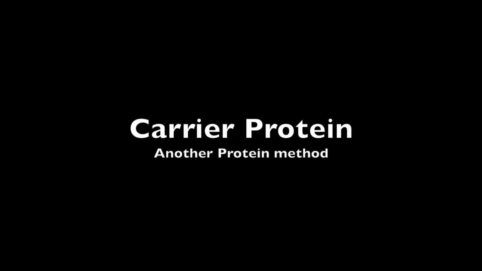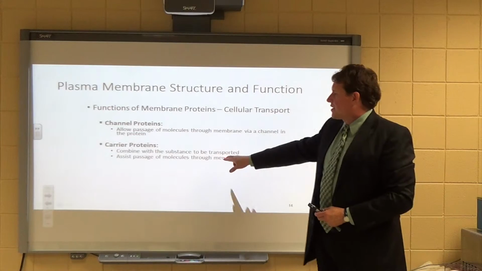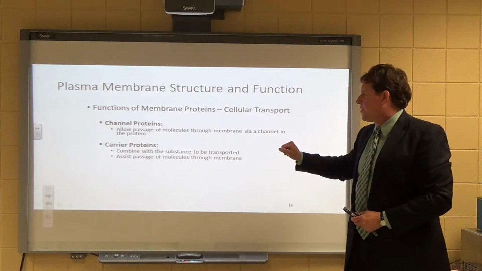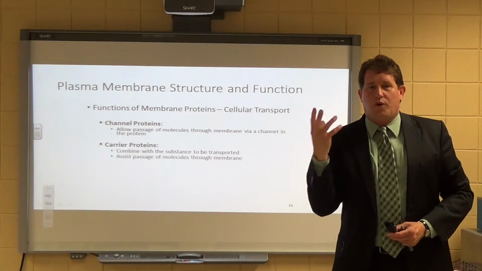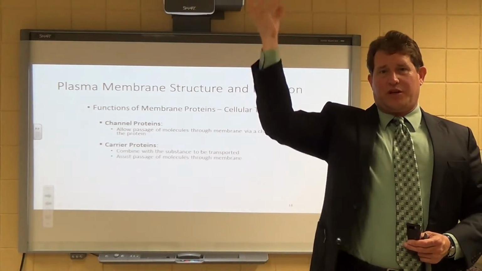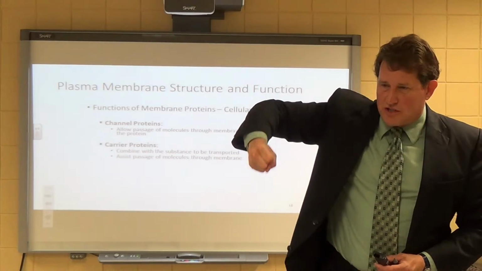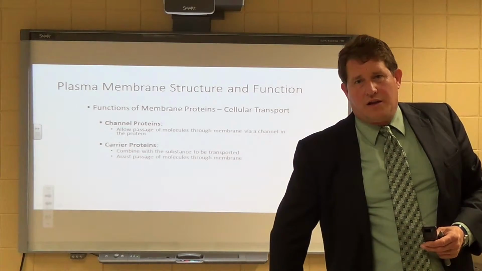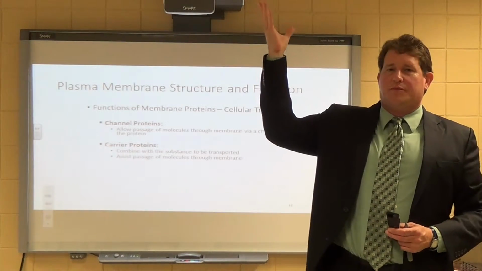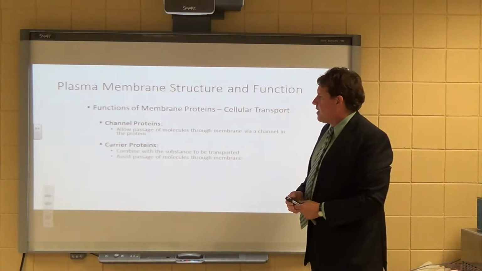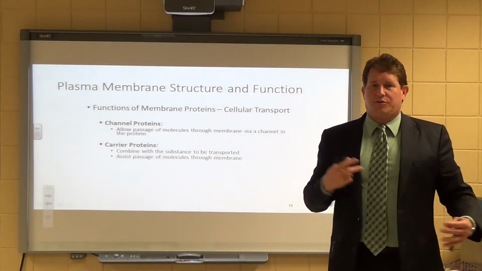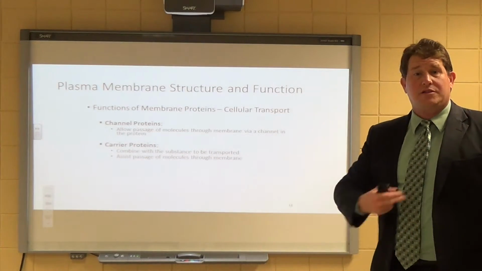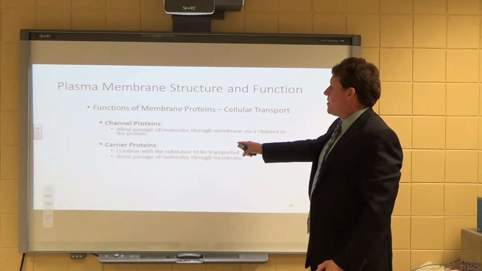So we've seen how channels work. Let's look at another protein method that uses a carrier protein to bring things inside the cell. Carrier proteins combine with the substance to be transported, and assist passage of molecules through the membrane. So what a carrier protein does is, it's on one side of the membrane, it'll just grab it, change its conformation, changes its shape, and when it changes its shape, it pulls it into the cell, lets go of it inside the cell, then changes back to the shape it was in, to grab another one and pull it in. So these are how proteins work as enzymes. They generally change their shape over and over again to do their job, and then change back to the shape they started, so they can do their job again.